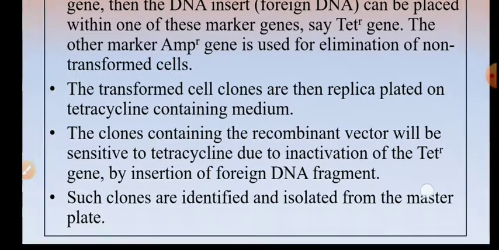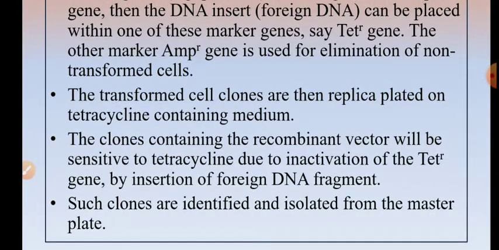Now, the transformed clones are replica plated on tetracycline containing medium. First, we take the vector, cleave it with a restriction enzyme such that the tetracycline gene is broken, and within the tetracycline gene we insert the foreign gene to be cloned. These vectors are then introduced into E. coli cells which are given calcium chloride treatment. When E. coli cells are given calcium chloride treatment, they become permeable and they accept the vector DNA. Now, these cells are plated first on ampicillin containing medium. Those cells which contain the vector will grow on ampicillin containing medium.